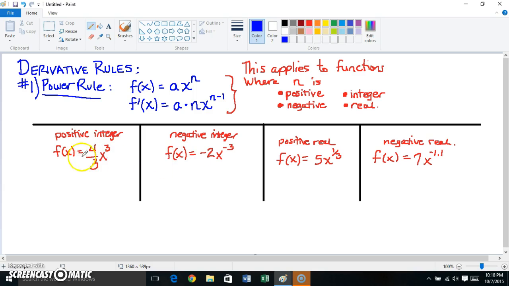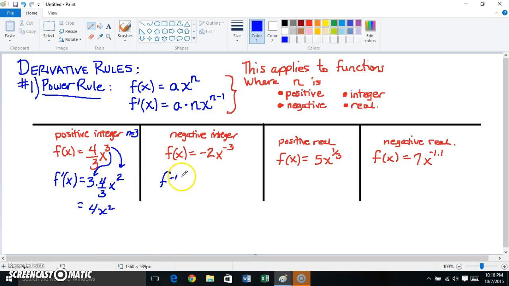So I have these 4 examples here. A positive integer, so n is 3. If f of x is 4/3 x to the third, our derivative would be 3 times 4/3 times x to the second power. We've reduced the power by 1. We've brought that exponent out in front as a coefficient, simplifying to 4x squared.